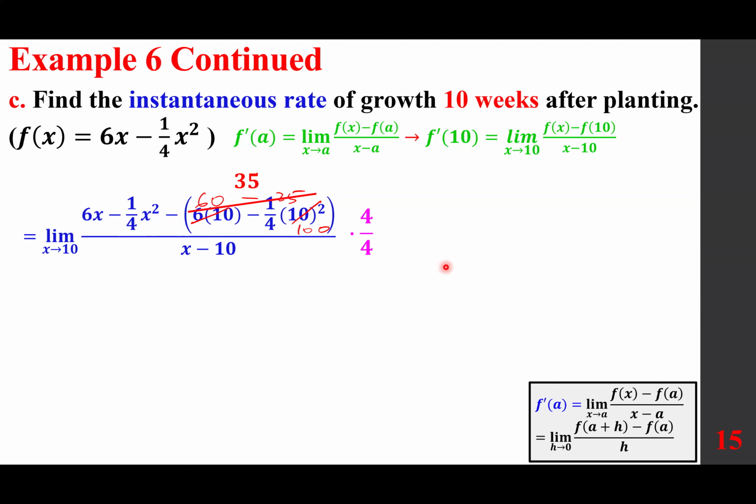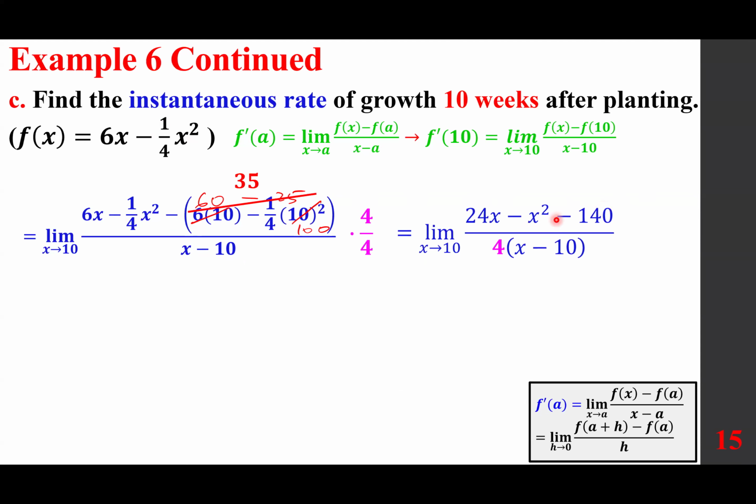So first, I want to discuss the denominator. X is approaching 10. X minus 10 becomes 0. This is a problem. You never, ever distribute. You write it as a product. Then these two, 24x, these two, the 1/4 goes away, minus x squared, minus 35 times 4 is minus 140. And so we're going to work on this numerator.